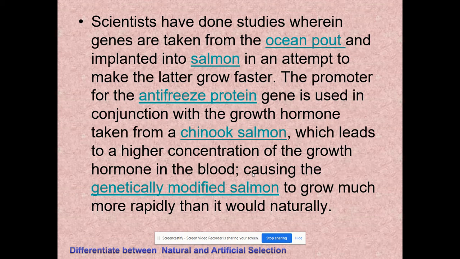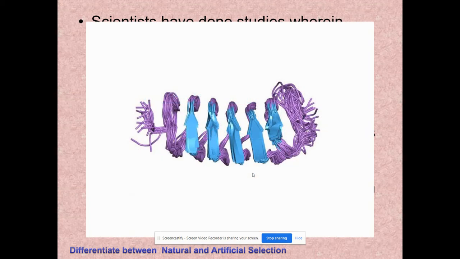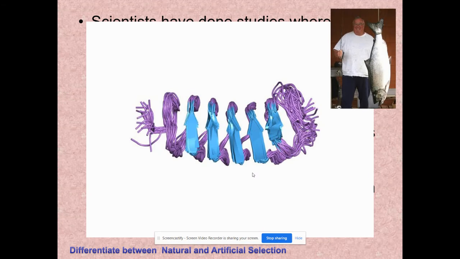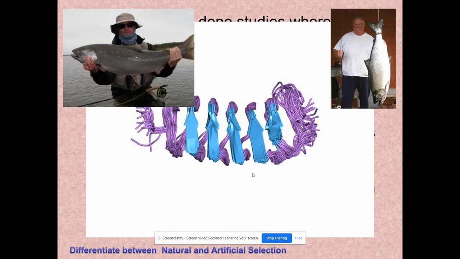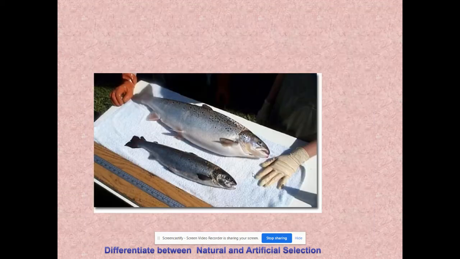The promoter for an antifreeze protein gene is used in conjunction with the growth hormone taken from Chinook salmon. That's the gene. That's a Chinook salmon, better known as a king salmon. King salmon are on the West Coast. Here's another picture of a king salmon.